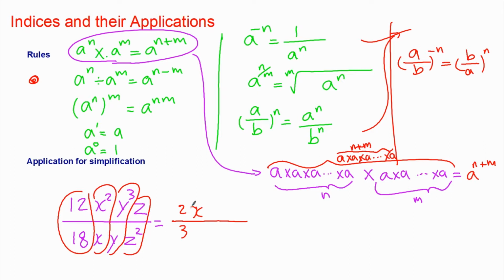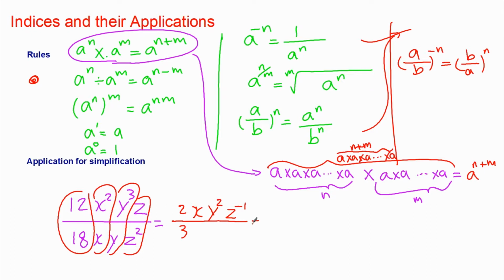y to the power of 3, or y cubed, divided by y. With the same reasoning, that would be y to the power of 3 minus 1, so that would be y to the power of 2. Now z divided by z to the power of 2, or z squared, that would be z to the power of 1 minus 2, which would be z to the power of minus 1. 1 minus 2, which is minus 1.